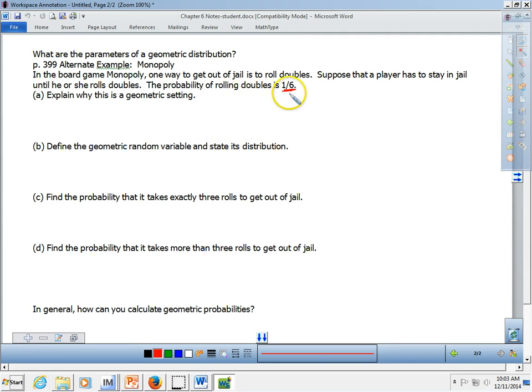The probability of rolling doubles is 1 in 6. Explain why this is a geometric setting. Well, on each roll, what's going to happen? If you're in jail, what do you care about? Well, you're either going to get a doubles or you're not, right? So this is still binary, because we're talking about doubles or not.